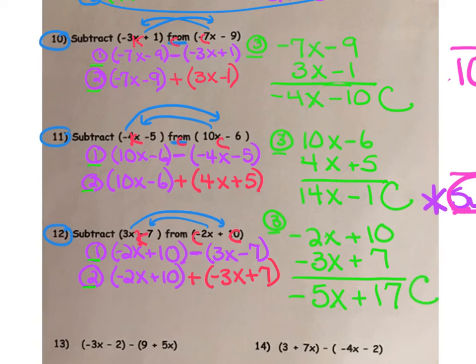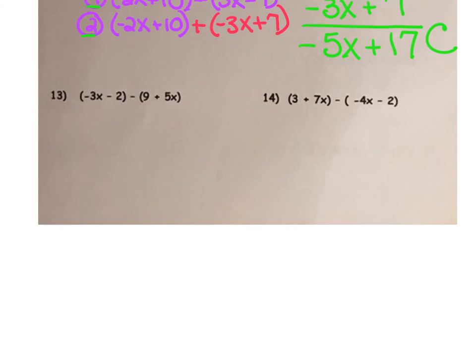Let's take a look at the last 2 problems on the page. Problem number 13 and problem number 14. Both of these are already written as subtraction problems. You do not need to do the from flip for these problems. Let's take a look. We can see that both of these problems are already written in subtraction form. We do not need to translate. However, we do need to KCC, or keep, change, change, and rewrite these problems as addition problems.